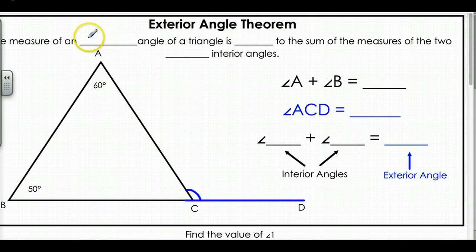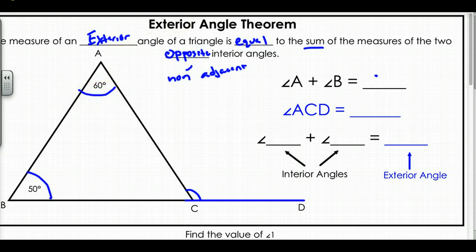The measure of an exterior angle of a triangle is equal to the sum, that means addition, of the measures of the 2 opposite interior angles. These are the 2 opposite interior angles right here. This guy, that's one of them, and here's another one. Those are the 2 opposite interior angles.